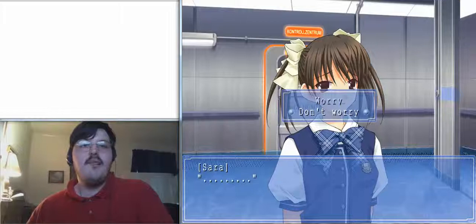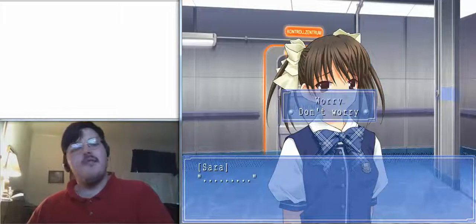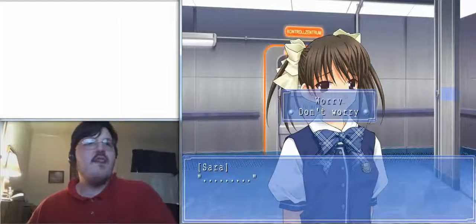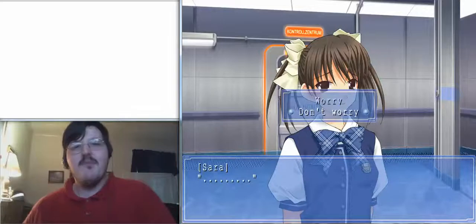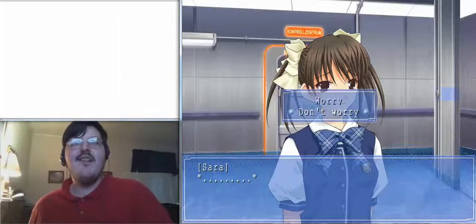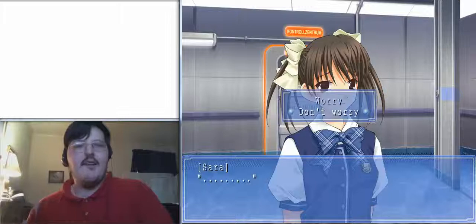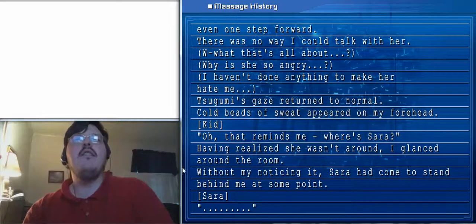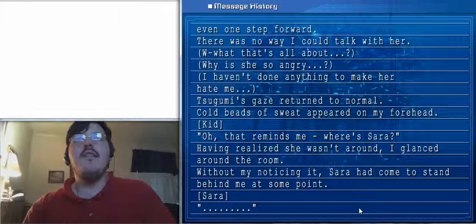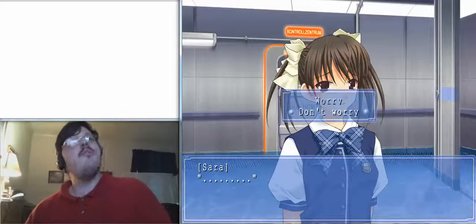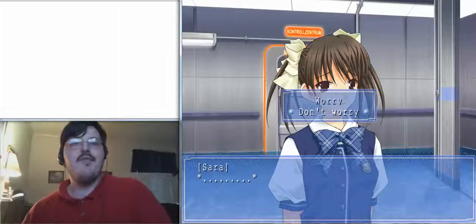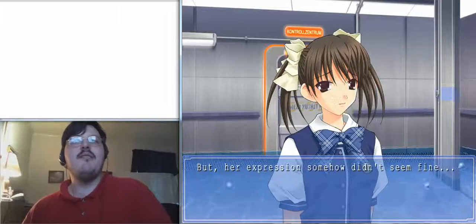Alright, so they met up with everybody else, and Skimmy's really angry at everybody, even the kid. It kind of scares them. Anyway, Sarah standing behind the kid. Without my noticing, Sarah had come to stand behind me at some point. So last time we said, "Worry." Now we're gonna not worry about it. So let's see what happens when we don't worry about it.